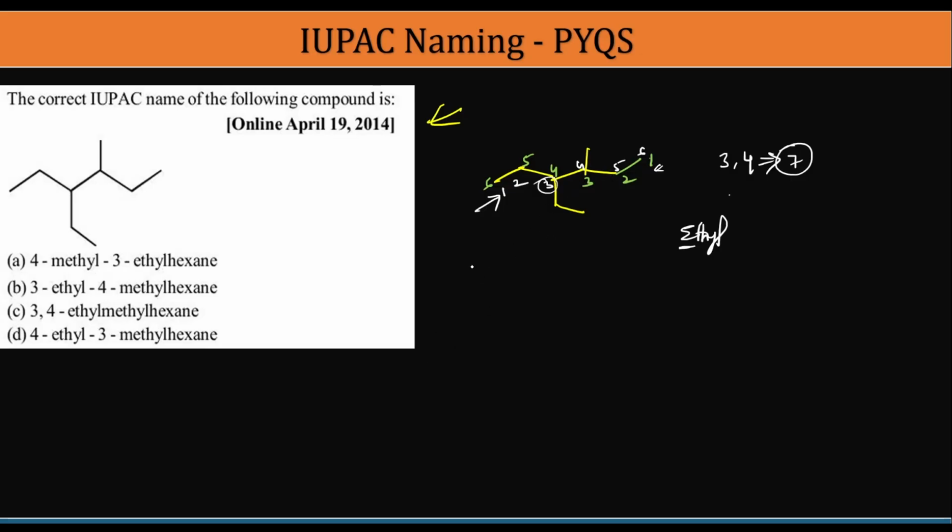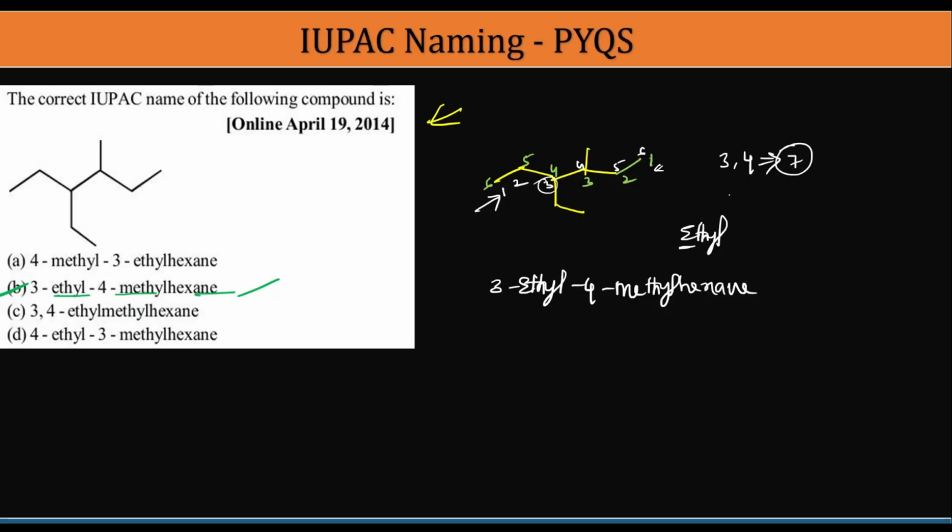So what you'll write, in order to write the naming also, we need to mention ethyl first. 3 ethyl, 4 methyl. How many carbons are there? 6. So methyl hexane. So I hope it's clear for you, right? So what's the answer? 3 ethyl, 4 methyl hexane. Right? I hope it is clear for you.